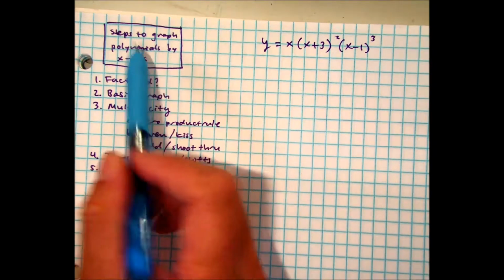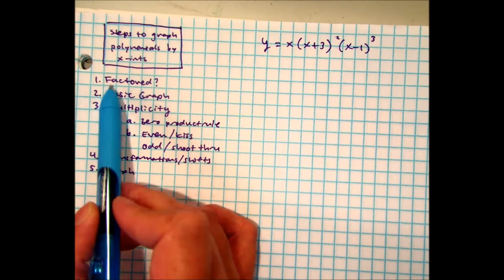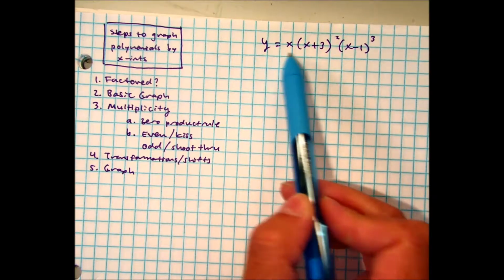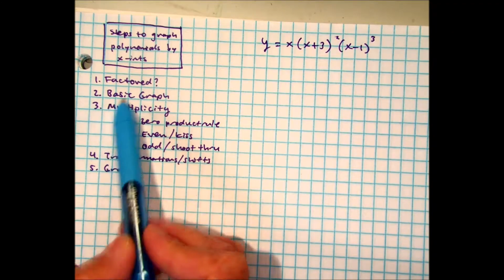Alright, so here are some steps to graph polynomials by x-intercepts. First thing is to ask, is it factored? So I have a problem here. It is in factored form. I have binomials there. The second thing is to get a basic graph.